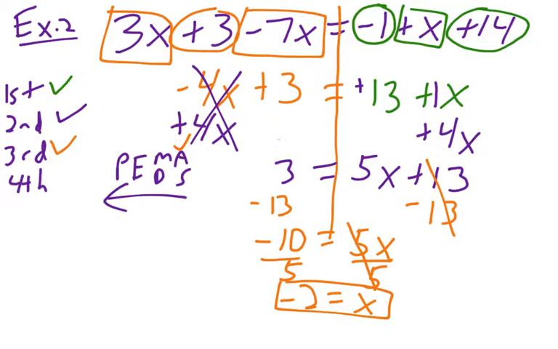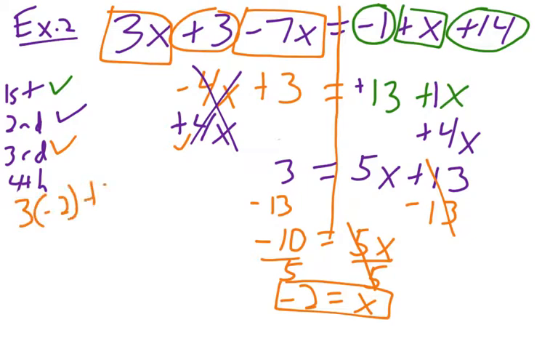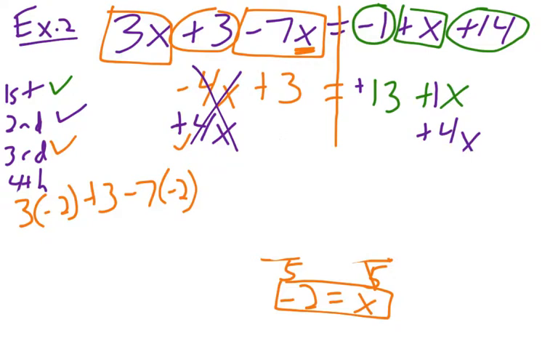So here we go. I'm going to plug in that negative 2 every time I see an x. It's okay for one like this to get out your calculator. But you're going to still write down your steps on paper. So you're going to put 3 parentheses negative 2 plus 3 minus 7, and I have another x there. So I put in parentheses negative 2. And then I'm running out of room, so I'm going to erase here. And then equals negative 1 plus my negative 2 plus 14. So I plugged in a negative 2 there, and I plugged it twice on the left side.